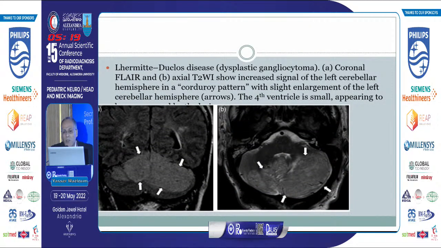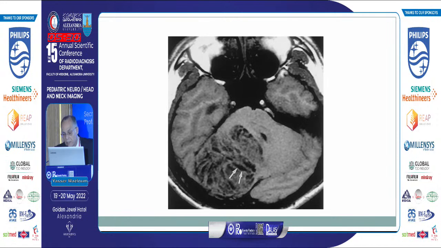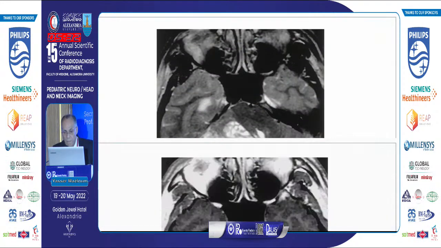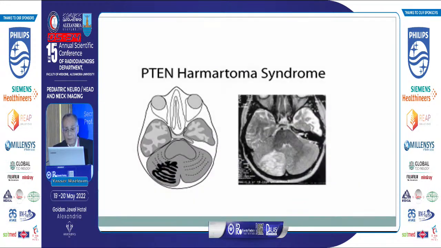We can see here Lhermitte-Duclos syndrome, coronal FLAIR, left cerebellar hemisphere, a rare appearance pattern, slight enlargement of the left cerebellar hemisphere. We can see this hamartoma, no enhancement there.